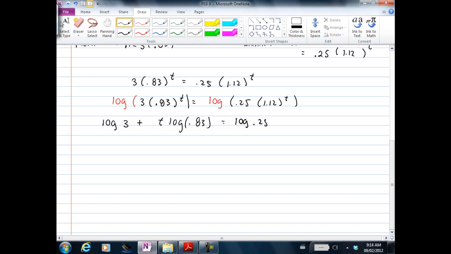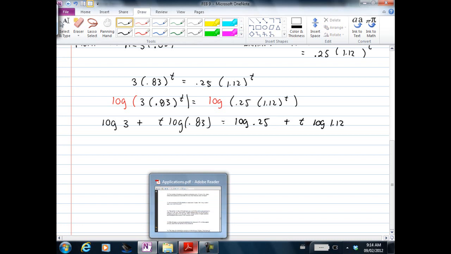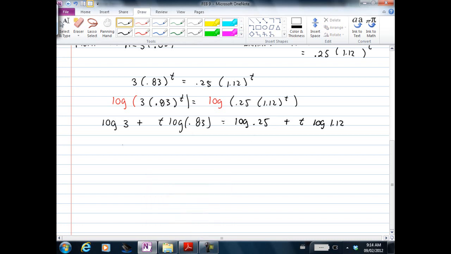Log 0.25 plus t log 1.12. Bring your t's over. When in doubt, start working on it. Okay. So I'm going to bring all my t's to one side. T log 0.83. Again, I like to use brackets. It helps. Minus t log 1.12 equals log 0.25 minus log 3. Some of you may have got as far as here. Gary, what do you do now?